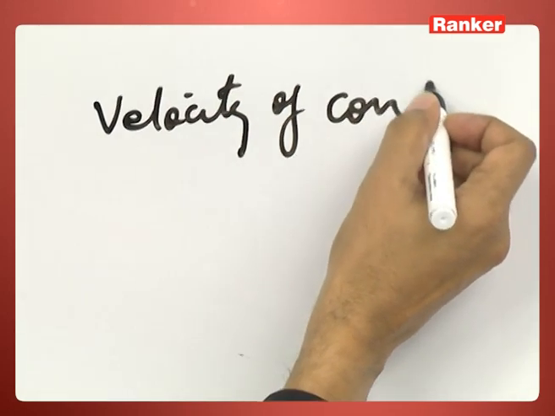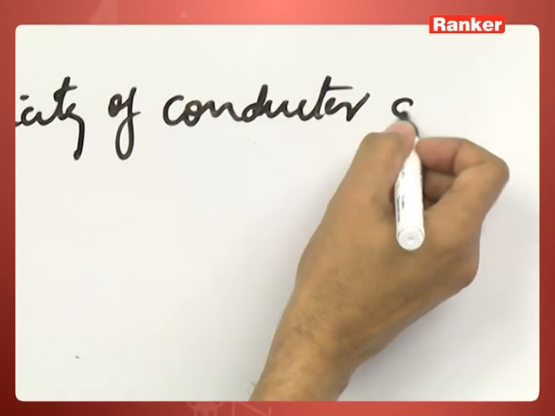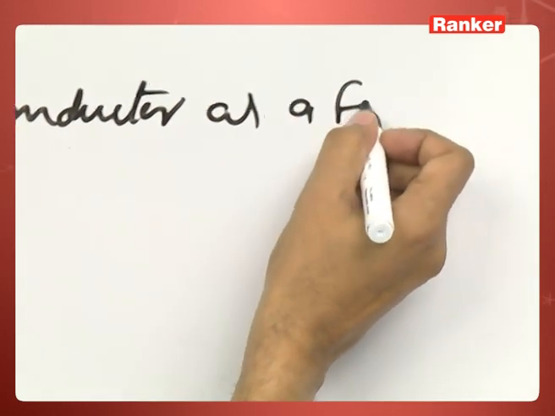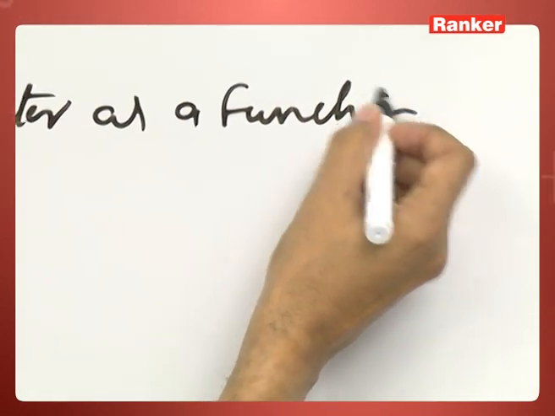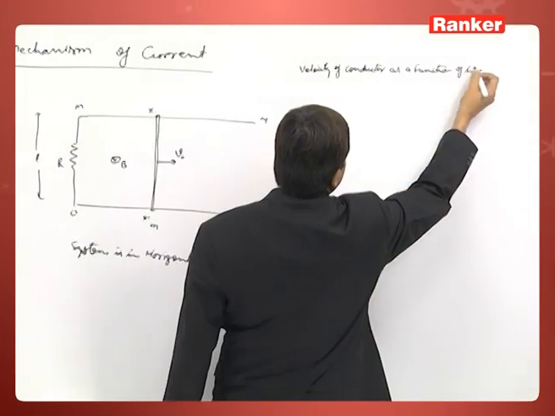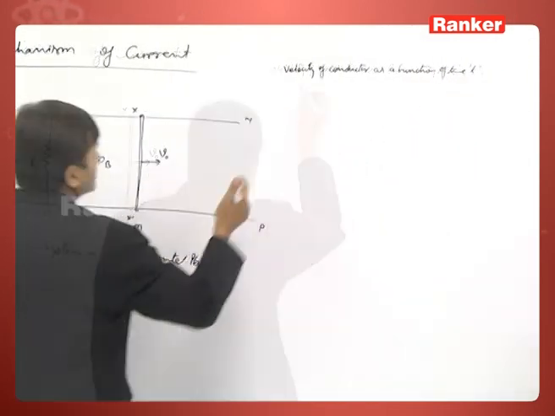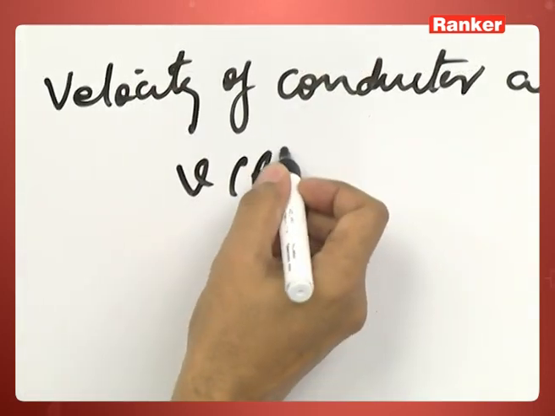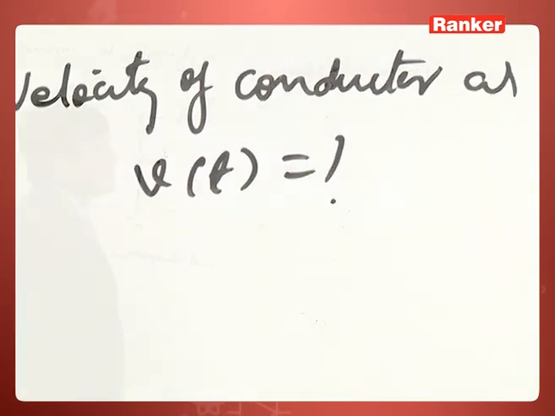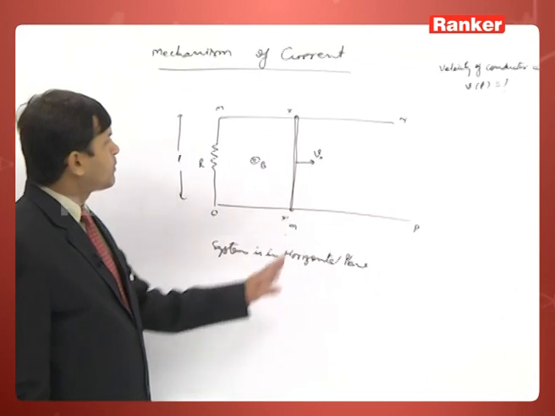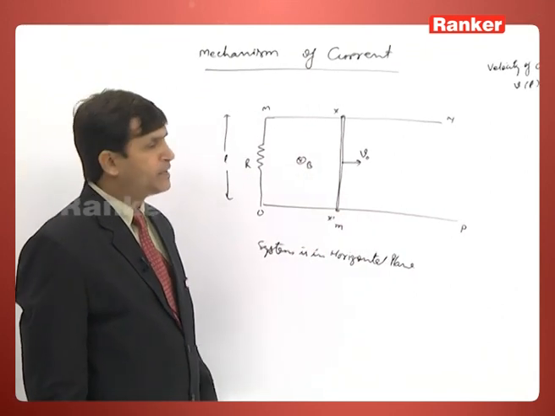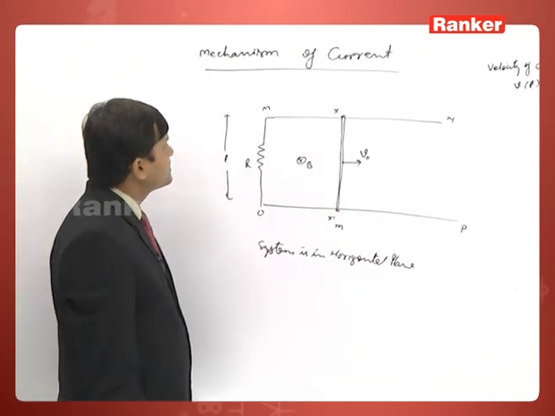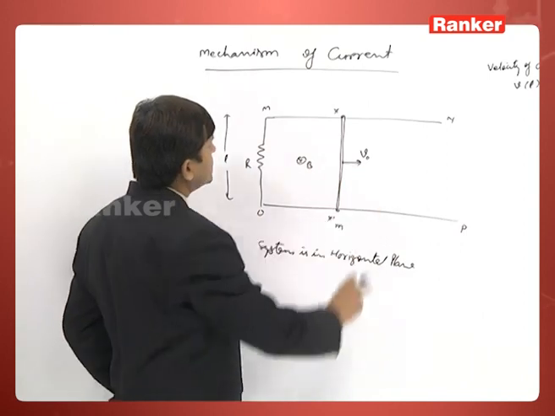Velocity of conductor as a function of time t, or we are looking here for the V(t) value. See, so first of all, see the effect of velocity v naught. What will happen as soon as the velocity v naught is given?